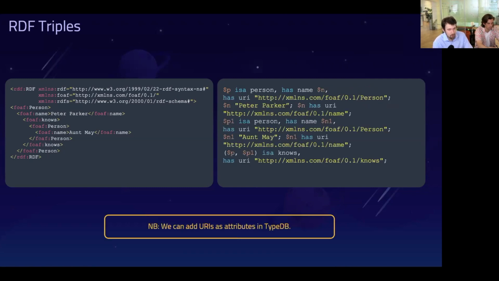Now, if you wanted, however, to model namespaces or URIs for each individual thing, then of course you could do that. One of the things, as a side note, but perhaps important for people coming from the semantic web world, is that anything in TypeDB, and by anything I specifically mean relations, attributes, and entities, can have an attribute. That means that not only can entities and relations have attributes, even attributes can have attributes.